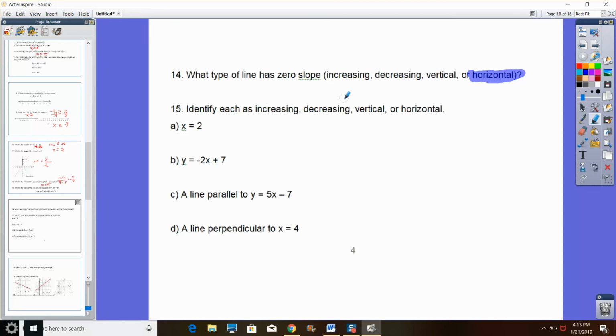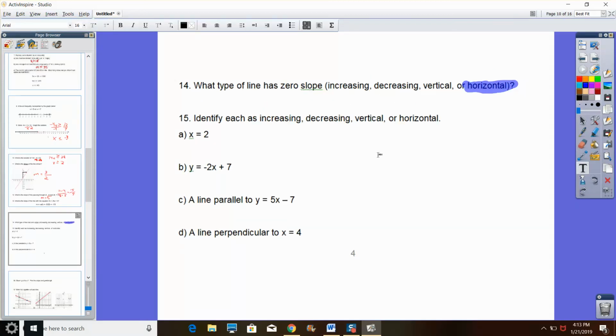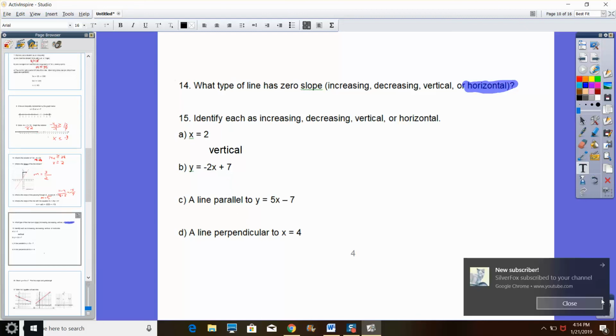All right, now number 15. Identify each as increasing, decreasing, vertical, or horizontal. Okay, so now here we have to identify what kind of line we're going to get out of this. With x equaling 2, that's a vertical line. Vertical lines have undefined slope when we think about them as y equals. The way we write equations for vertical lines is we just do x equals the number that it goes through on the x-axis.